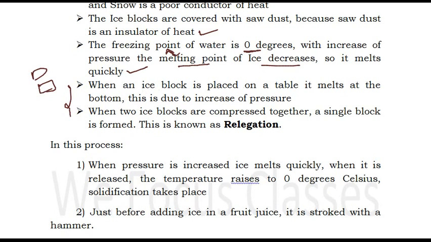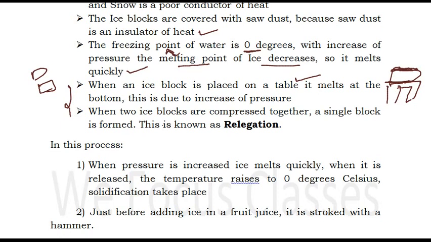When an ice block is placed on a table, it melts, but don't think that it is melting from the top. It is melting from the bottom, because there is an increase in pressure. So once the pressure is increased, ice melts very quickly.